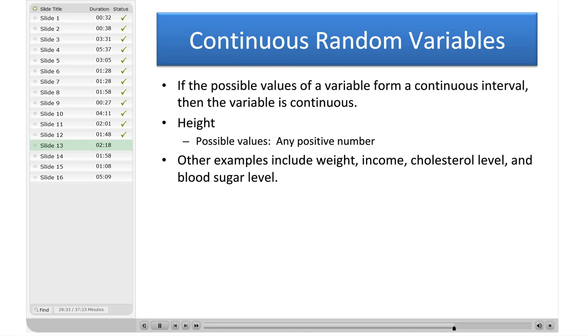So again, a good rule of thumb is if you're dealing with a categorical variable like gender, ethnicity, county of residence, something to that effect, it's definitely a discrete random variable. Now if you're dealing with a numerical value that uses whole numbers, it's going to be a discrete random variable. If it's using decimal numbers, it's going to be a continuous random variable. So some other examples of continuous random variables include things like weight, income level, cholesterol level, and blood sugar level.